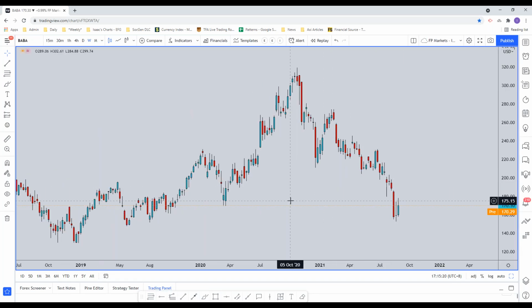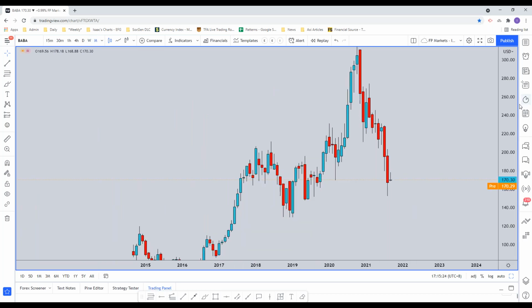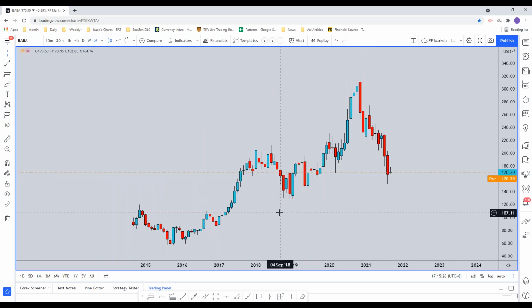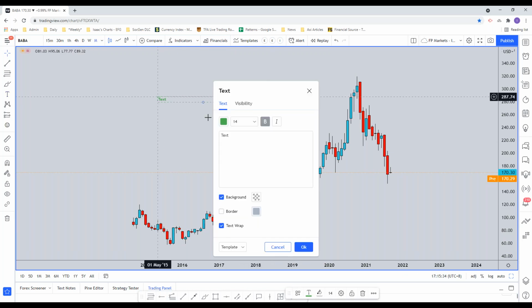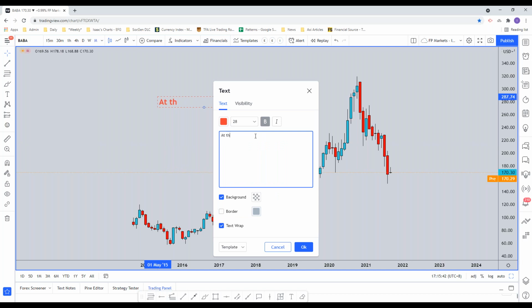For BABA, let's look at the monthly chart and see whether there are any reversal patterns. One thing that you guys need to know about reversal patterns, the very key information is that, I'm just going to put it here. I'm going to increase the text size. It is very important for you guys to remember this.